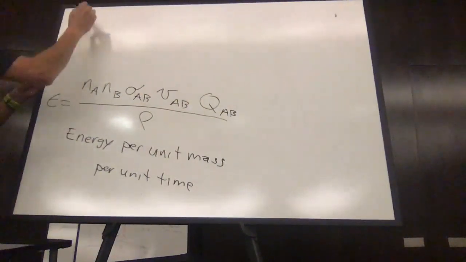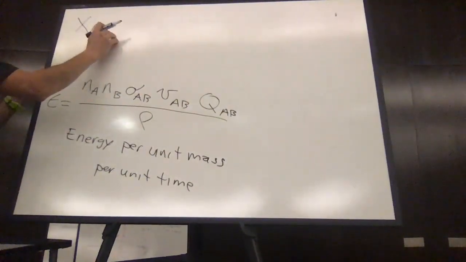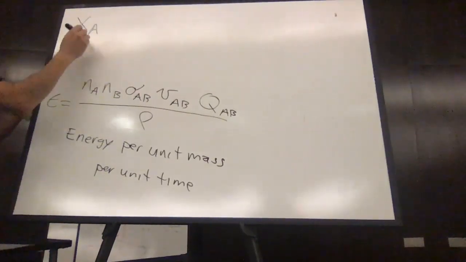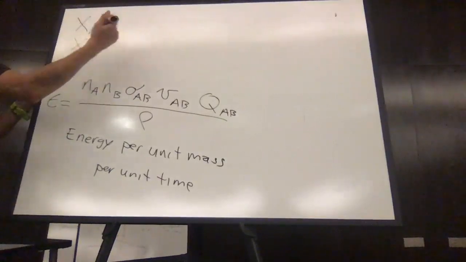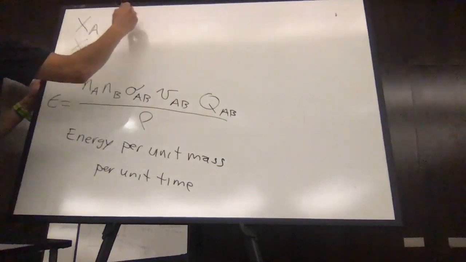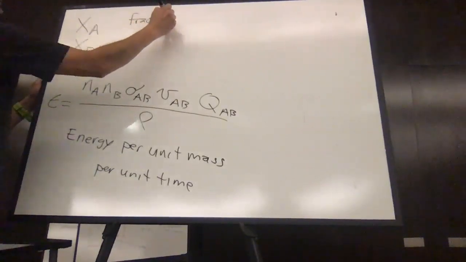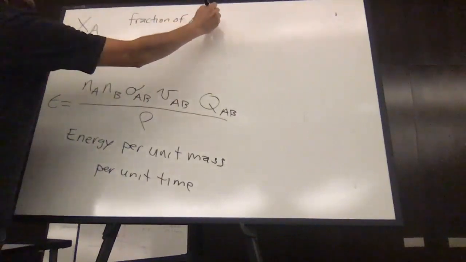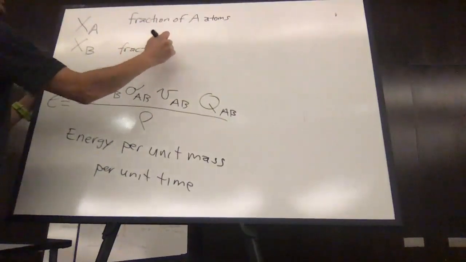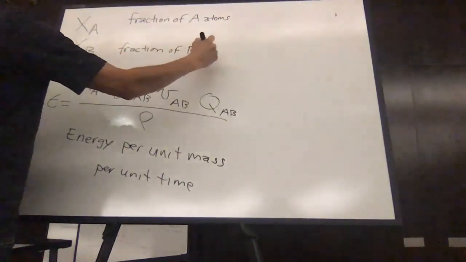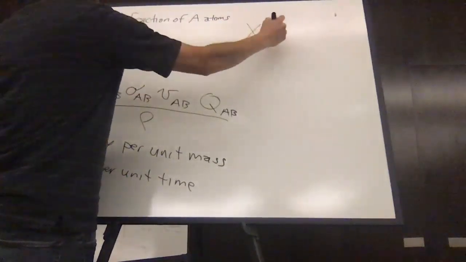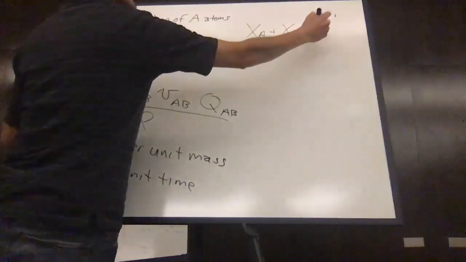So X_A. X is going to be the composition. So X_A is how many atoms, or what percentage, fraction of A atoms, and fraction of B atoms. And X_A plus X_B is equal to 1.